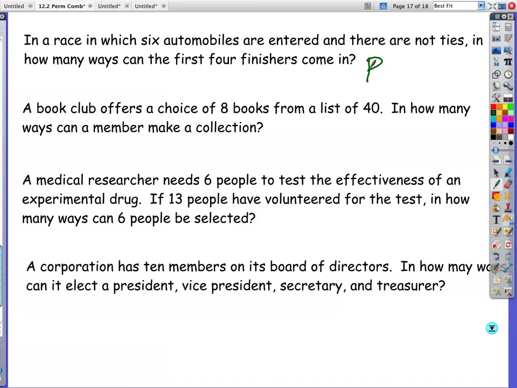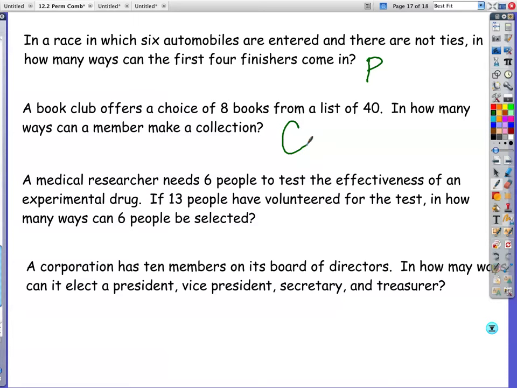All right, does the order of the books matter? That's the question. It would matter if I were placing them on a shelf and having book 1, book 2, book 3. That's different than having book 3, book 1, book 2. But I'm just saying I have to choose 8 books out of a list and I can make a collection any way I want. So order does not matter. That makes this a combination. In your notes, you're going to say book club, 8 books is going to be a C, a combination.